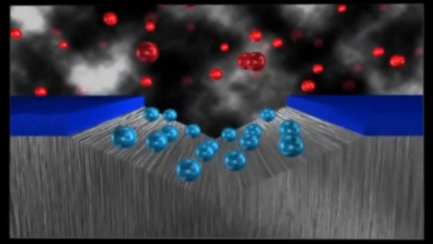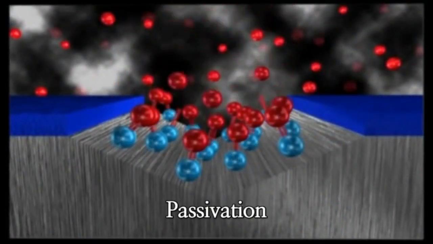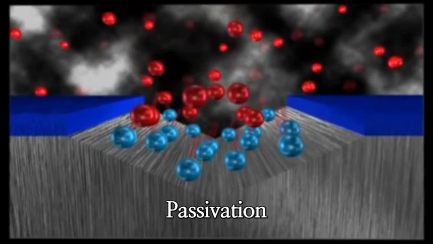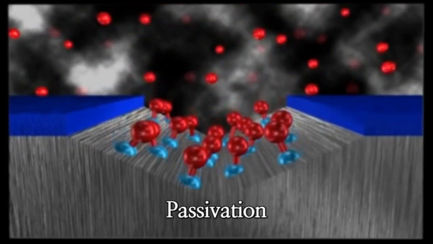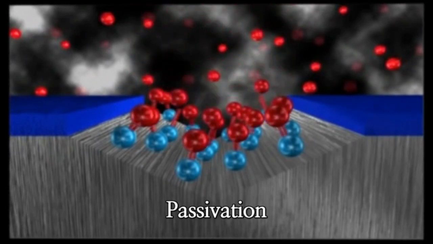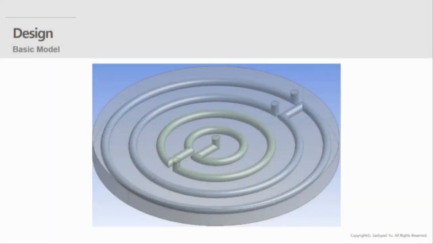Now let me introduce the purpose of the study. We designed an ESS coolant in the cryogenic process. The process method suggested as a solution to this is the cryogenic etching process. The cryogenic etching process can improve the semiconductor yield by reducing bottlenecks caused by passivation. This is the basic model designed before starting the project.